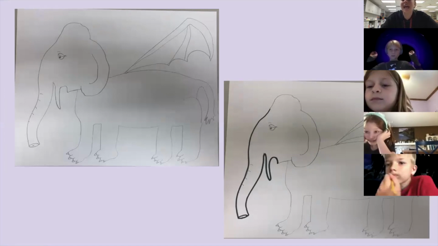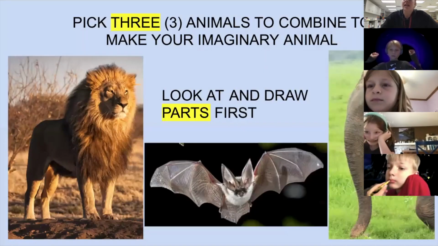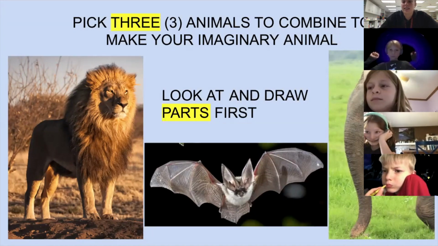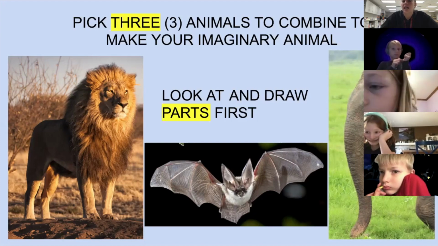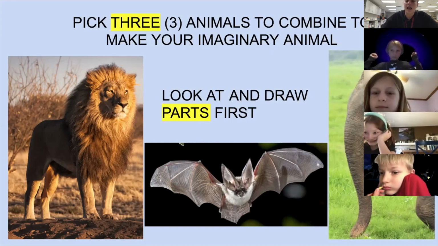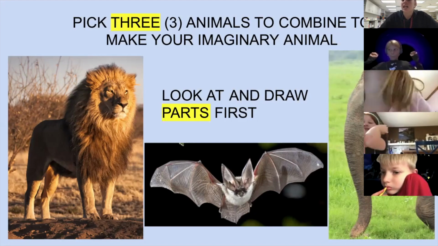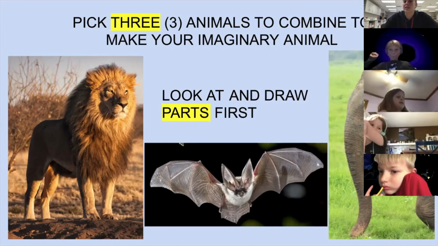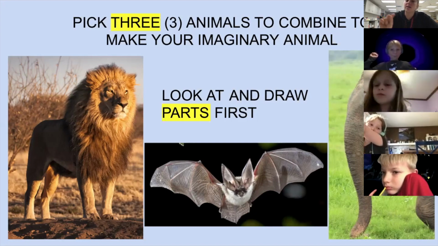Okay, so what we're doing today is you are going to pick 3 animals to combine to make your imaginary animal. So I chose a lion, a bat, and an elephant. But 3rd grade, what I do not want you to do is draw an entire lion and then an entire bat and then an entire elephant, or whatever animals you choose. You get to pick your 3. It doesn't have to be the same as mine. You are only going to pick parts. So it says look at and draw parts first.